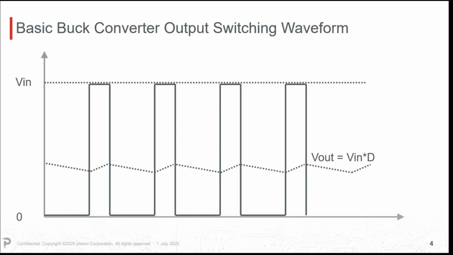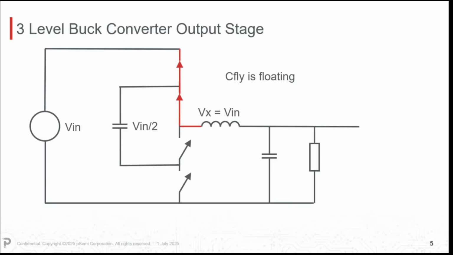Of course, no one uses anything quite as simple as that anymore, so it gradually gets more and more complex. We might move to some kind of 3-level buck converter output stage, in which case we might have a floating fly capacitor like this, and then 4 switches, sorry, in this case. If we work our way through, we have this scenario where the fly capacitor is discharging, and this scenario where the fly capacitor is charging, and you'll get different voltages.